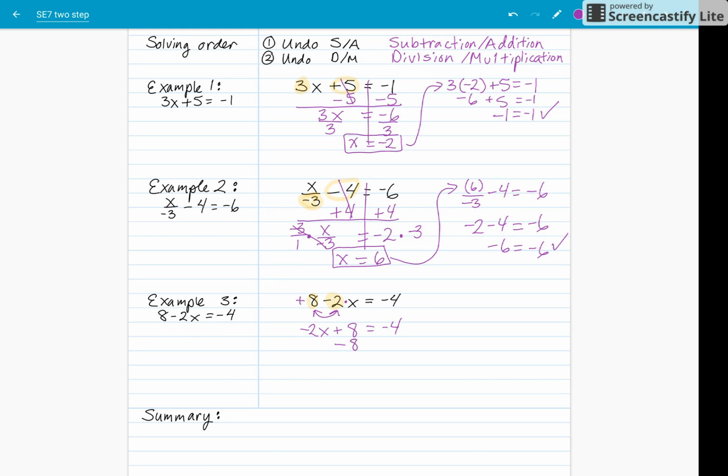If that helps clarify our solving order, we can reverse them. Now I know that I need to do subtraction to undo the addition. -2x is equal to -12. And division is our second step. We end up with x is equal to +6. So if you're not sure what the order is, you might want to create an equivalent equation.